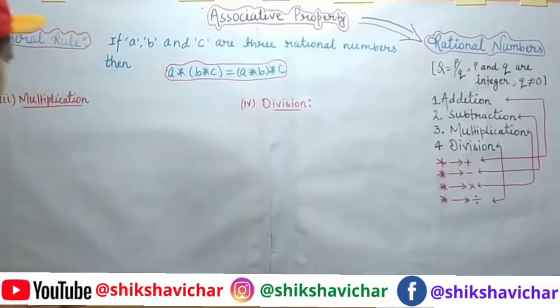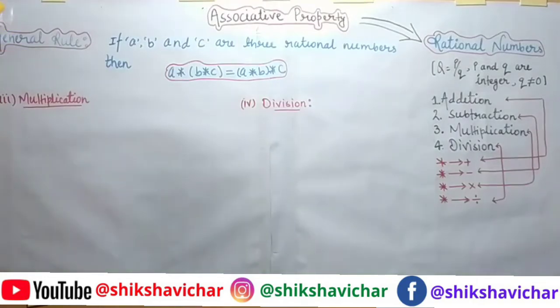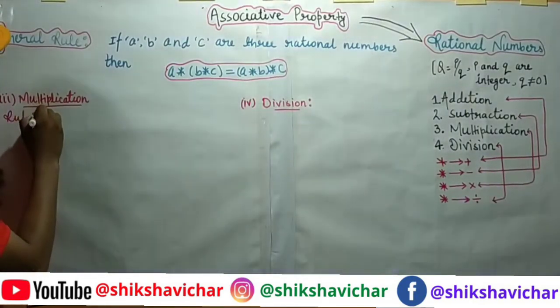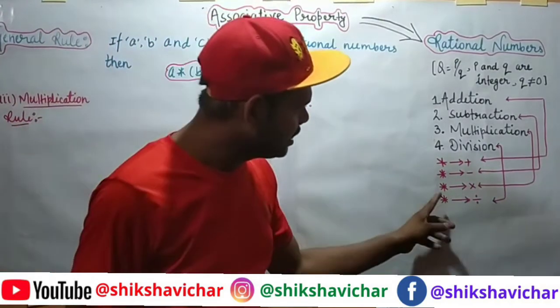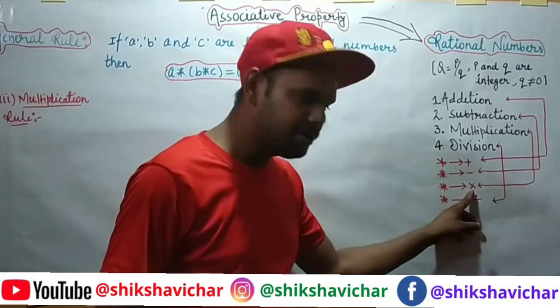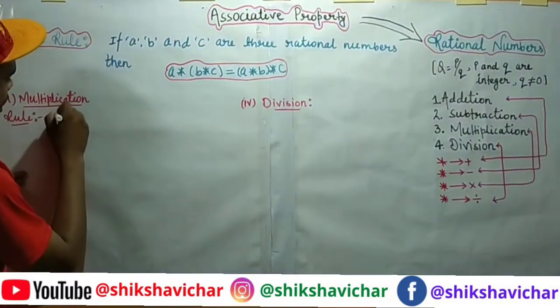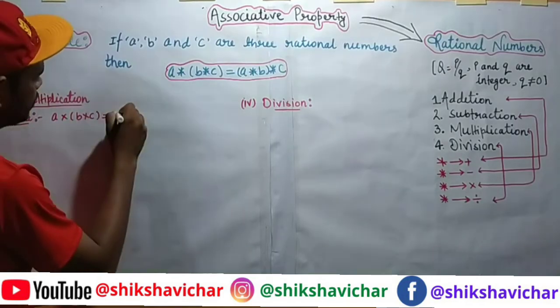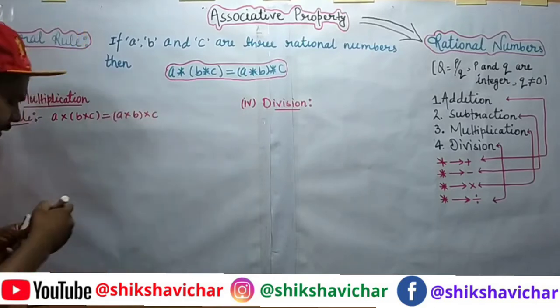Let's discuss the third case, that is multiplication. First of all, we will define the rule. The rule says that the case of multiplication will imply that star will be converted into multiplication. That means the rule would be (a × b) × c equals a × (b × c).